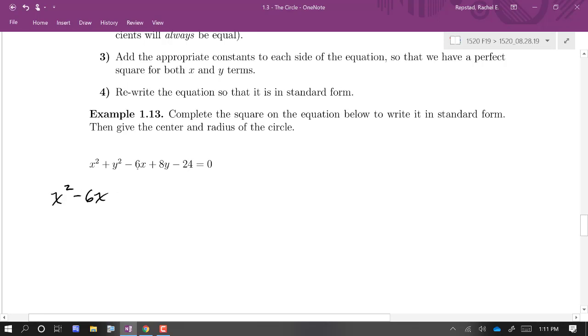I'm going to leave some space. And then y squared plus 8y. I'm going to leave some space. And I'm also going to throw the constant by itself on the other side. So it looks like this.